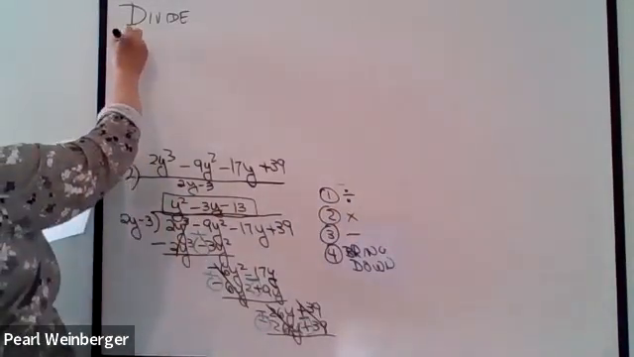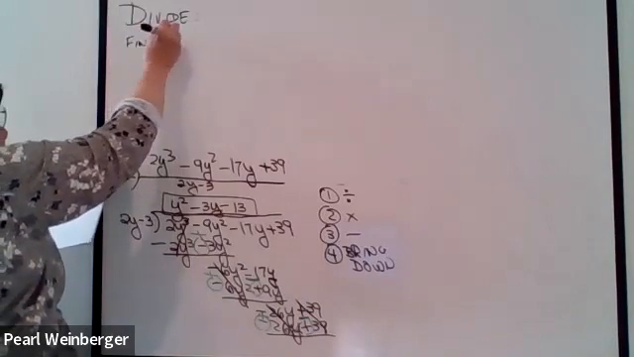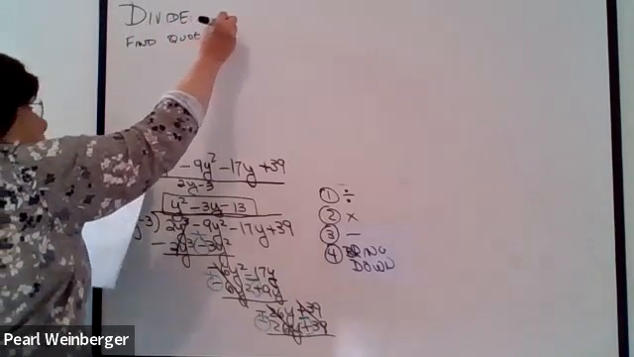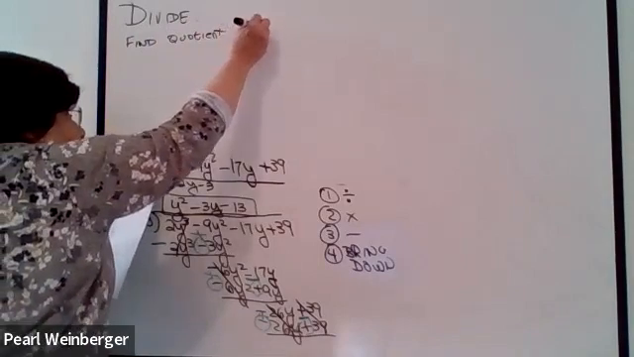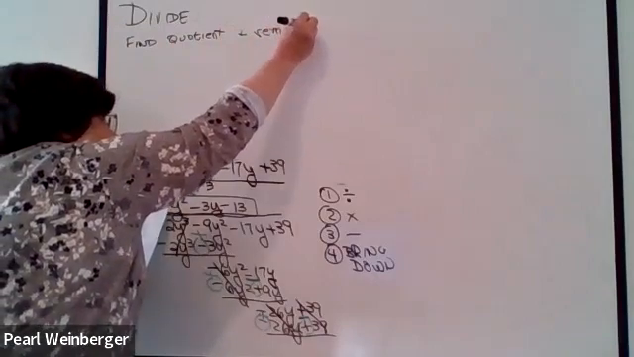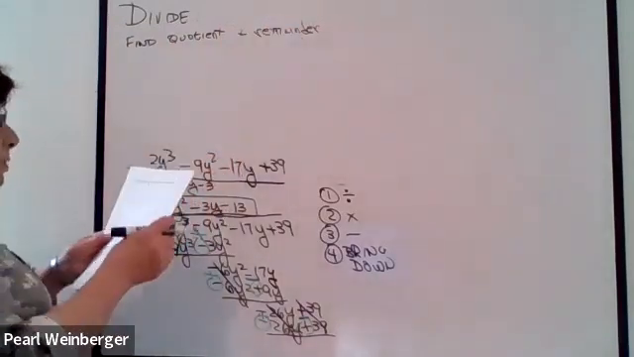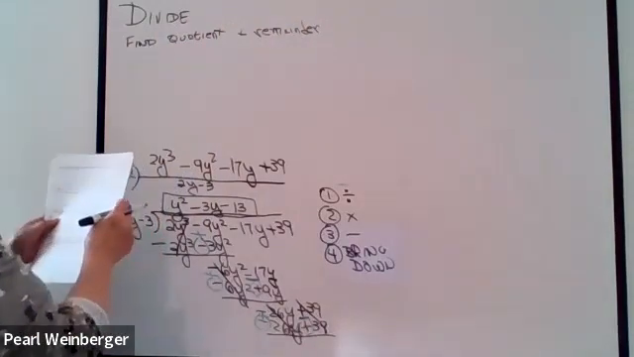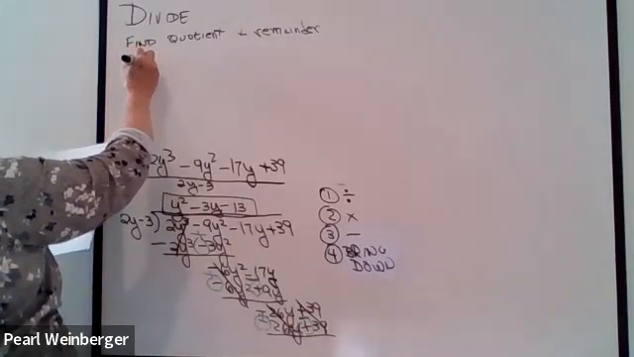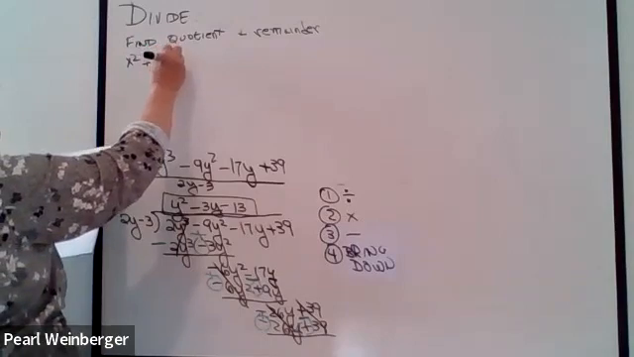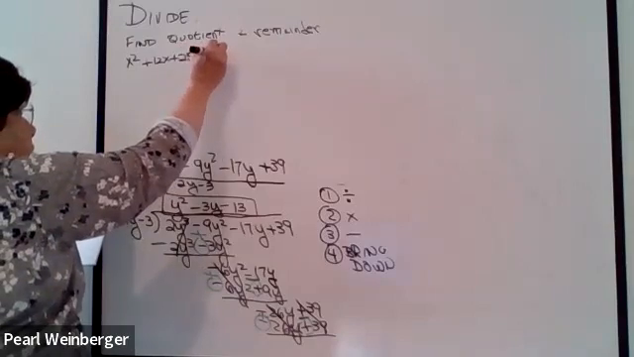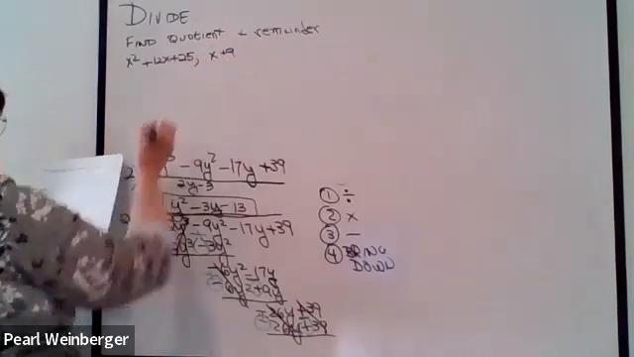It says, find the quotient and remainder when the first polynomial is divided by the second. So the first polynomial is x squared plus 12x plus 25. And the second polynomial, which is what you're dividing by, is x plus 9.